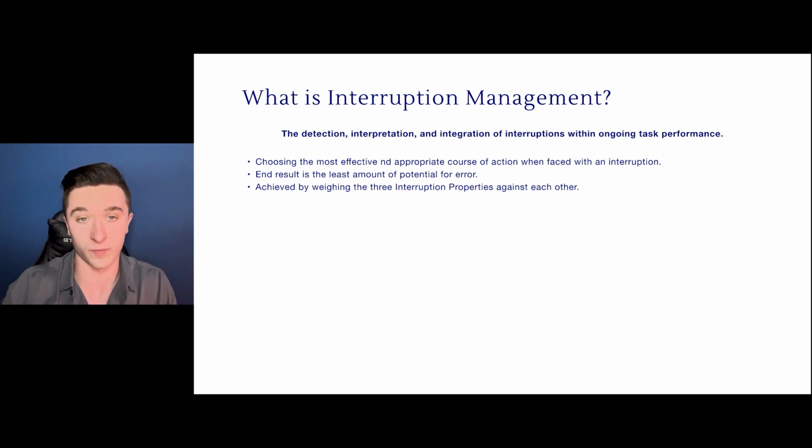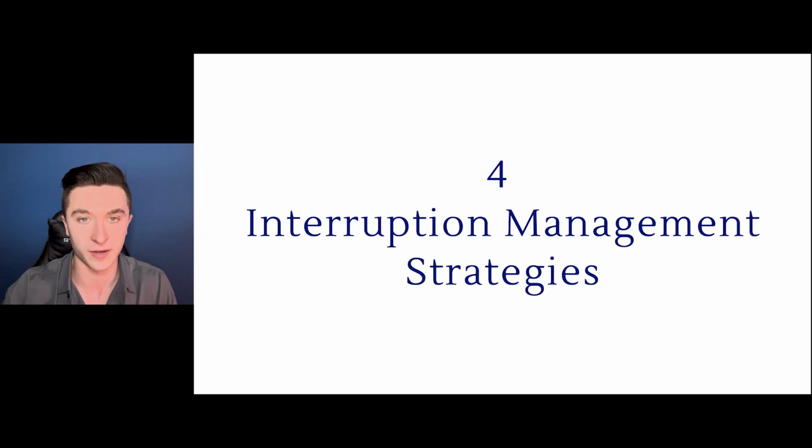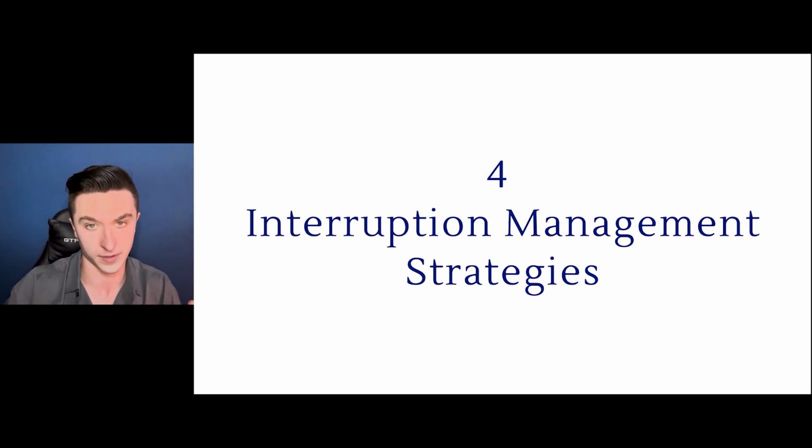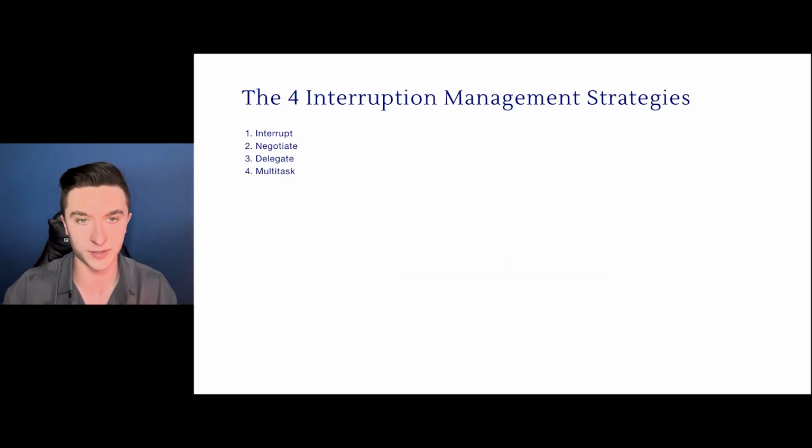So now you know how to identify the three properties of interruptions. By weighing them against each other, you'll be able to choose the best possible interruption management strategy. For any interruption you may encounter, there are 4 interruption management strategies to choose from. These are to interrupt, to negotiate, to delegate, and to multitask.